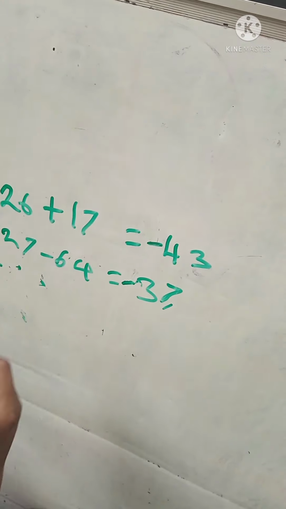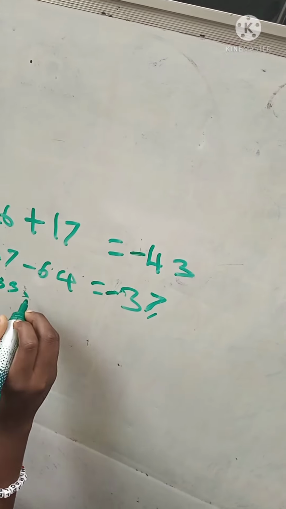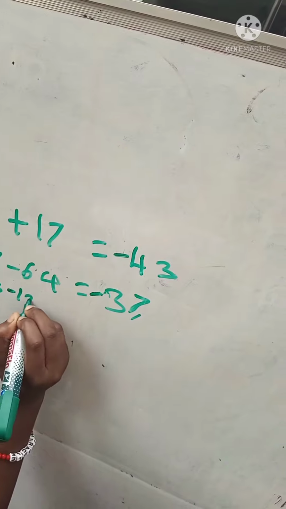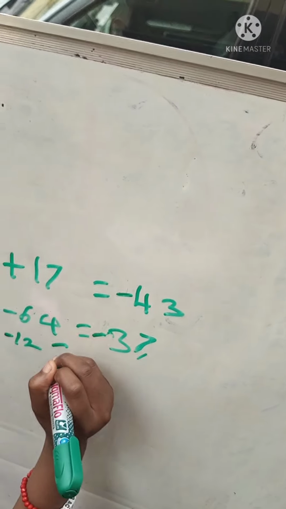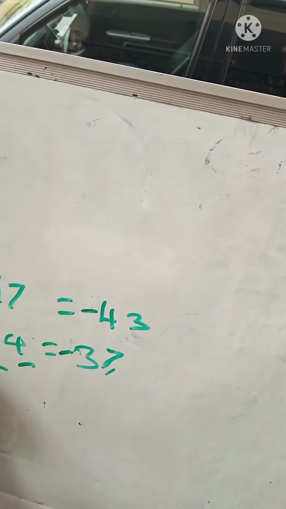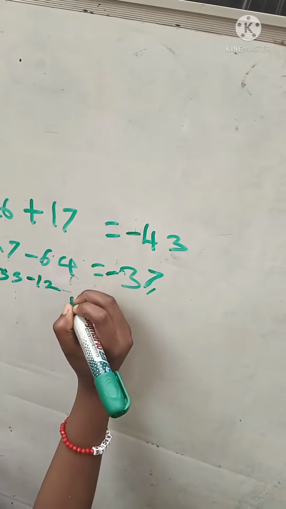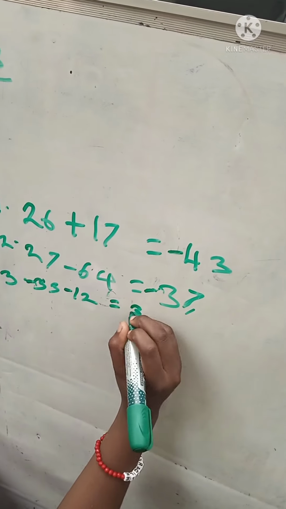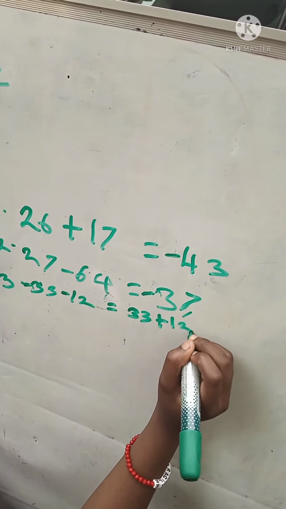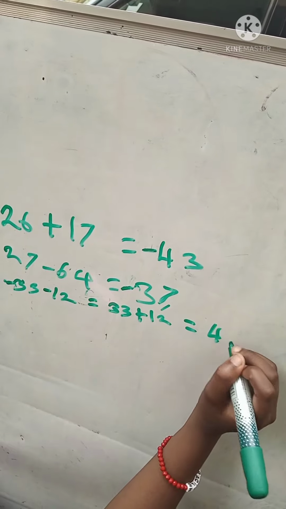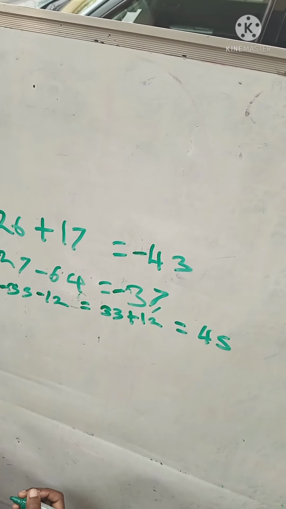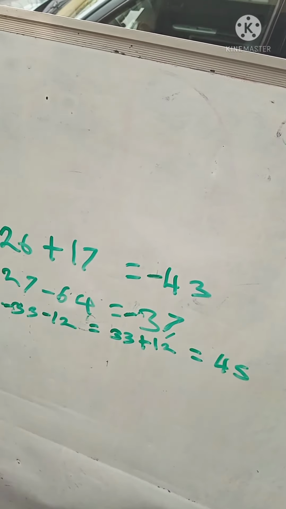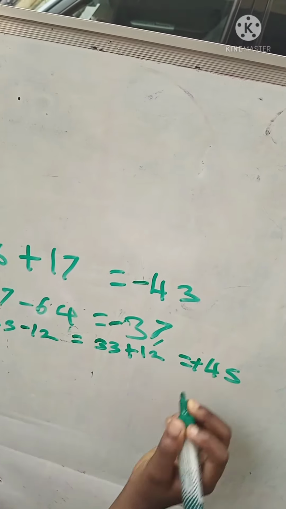No, you don't need to clean it. Other students can see it if they are watching the video, they can also learn. Okay, 33 minus 12 equals. No, it's minus 33, not 33. Oh, I'm so sorry. Minus 33. So 33 plus 12 equals 45. And the bigger number that it carries is 33, which the sign is there, so it will be plus 45.